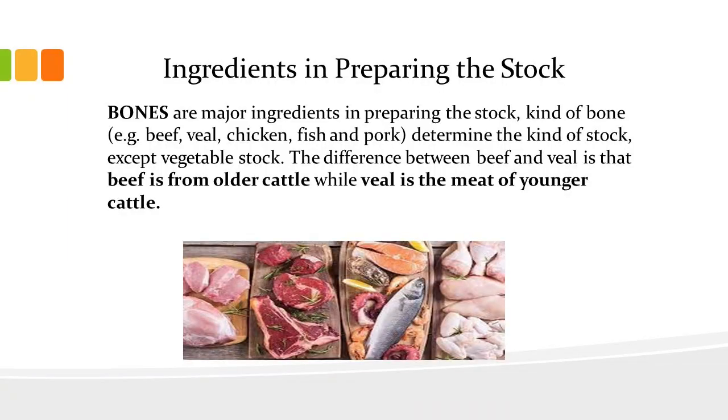Okay, anybody? So, bone, one of the major ingredients in preparing the stock, or the kinds of bone, example, beef, veal, chicken, fish, and pork, determine the kind of stock, except vegetable stock. The difference between beef and veal is that beef is from older cattle, while veal is the meat of younger cattle. Again, bones or meaty bones are major ingredients in preparing a stock, meaning the classification of stock depends upon what kind of bone you will simmer or cook.